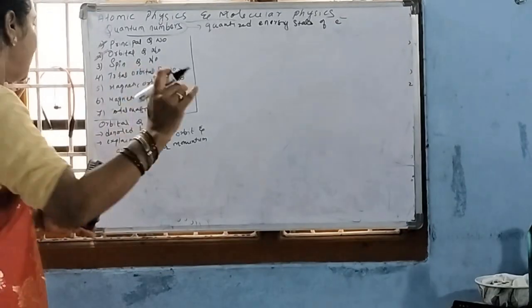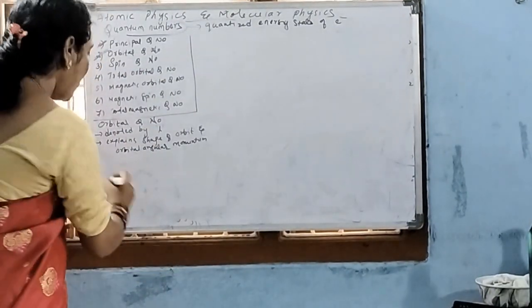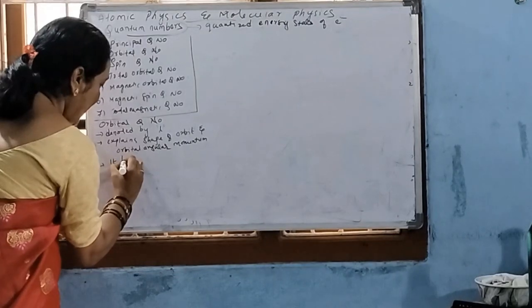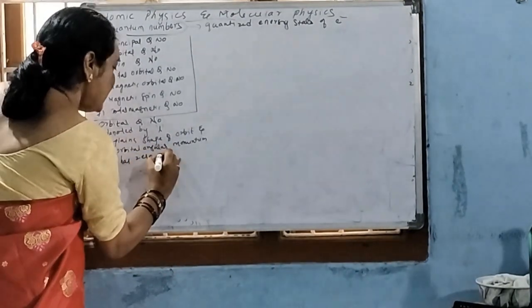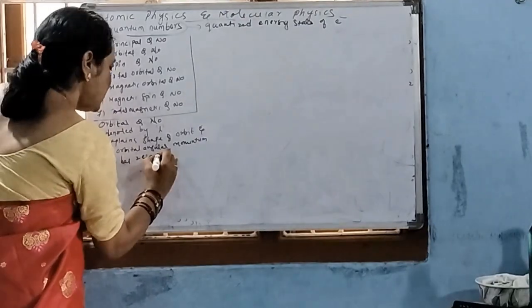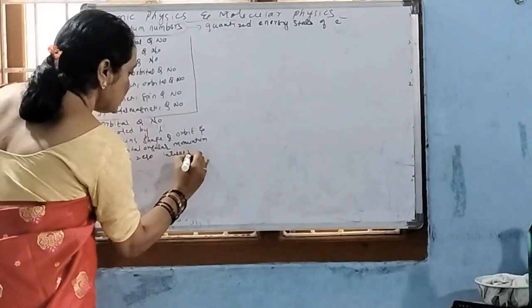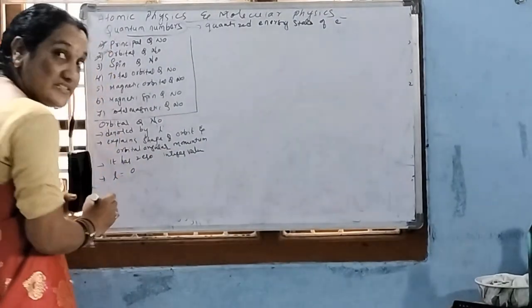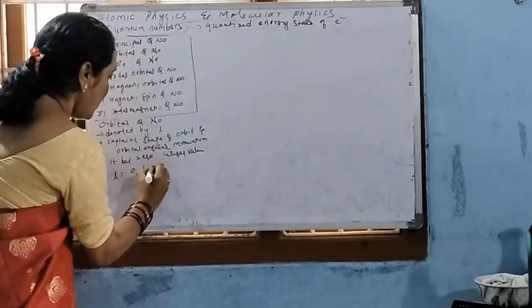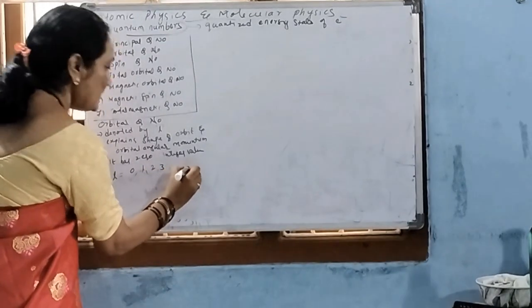Right? Now, next, it has integer values, zero and all integers. That is, l starts with 0, 1, 2, 3, and so on.